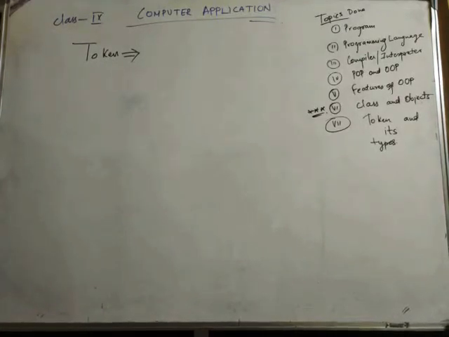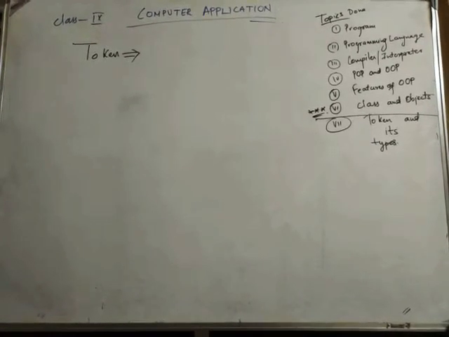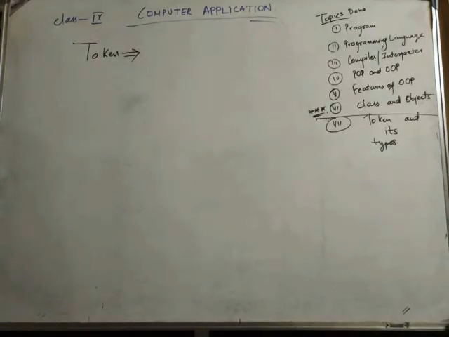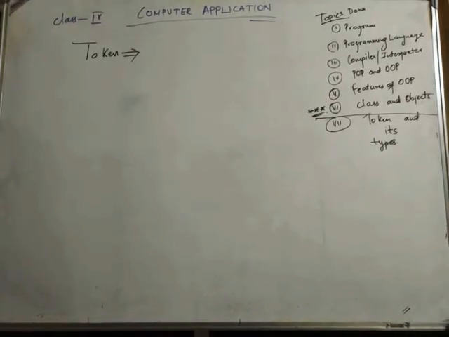The topics which we have done till now I have written on the right side. The seventh one we are going to do today. The topics we have done are programming language, compiler, interpreter, POP, OOP, features of OOP, class and objects. These are all topics we have discussed in the previous videos. Now today we'll be discussing the next topic, that is token, and its types.